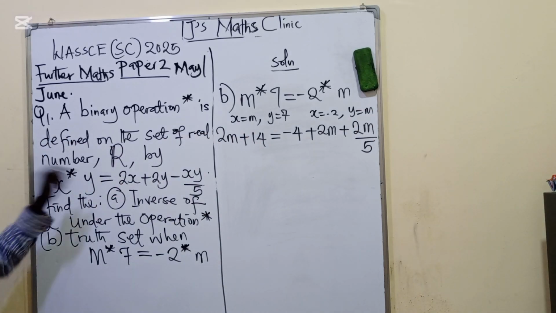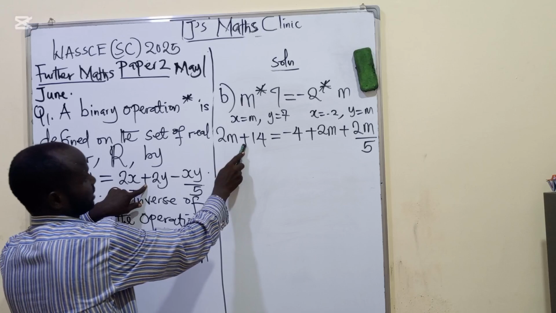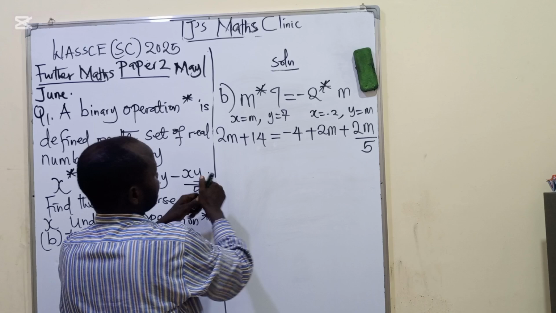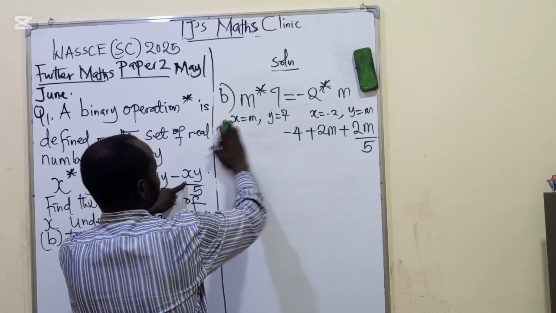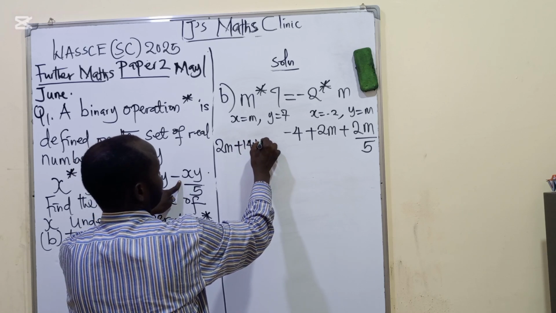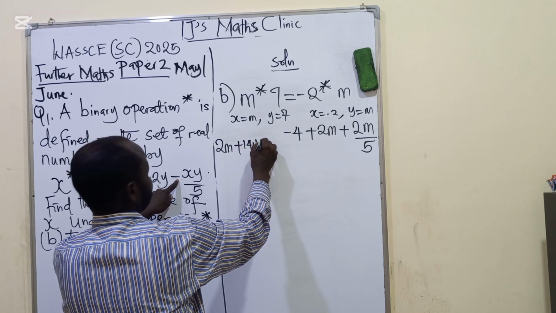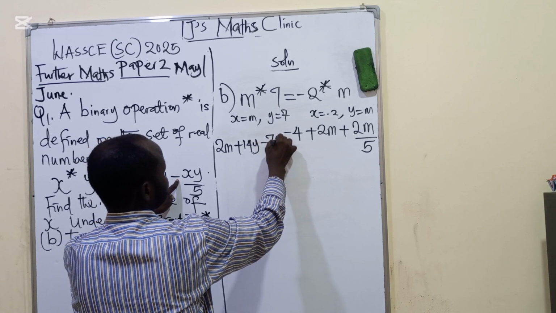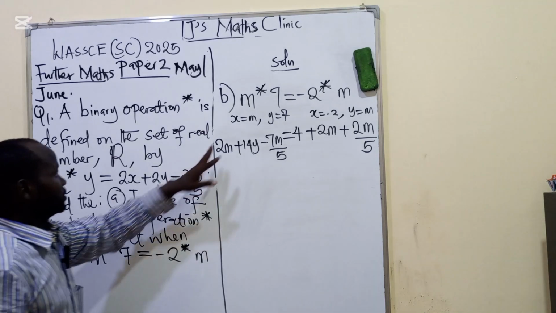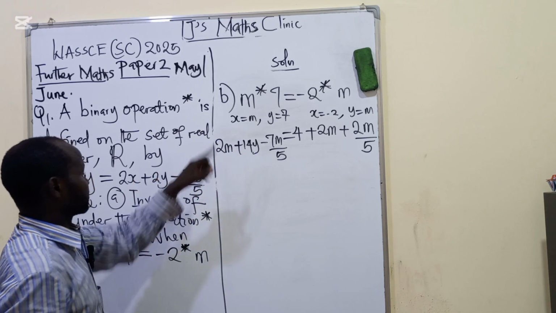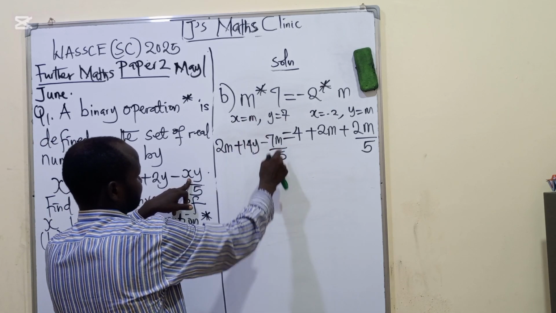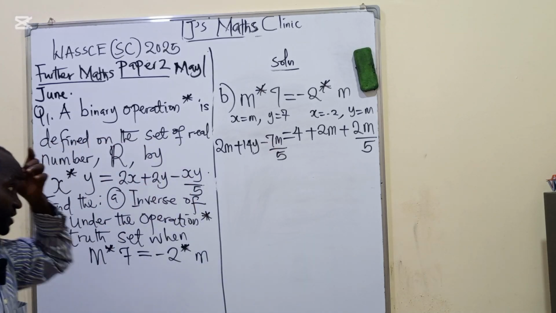So let's still check. It will be 2 times M plus y, which is 7. 7 times 2 is 14, which is correct, will be equals to, sorry, we need to still substitute. It will be 2M plus 14, minus x is M, M times 7, that will be 7M divided by 5. Very important. That will be the right hand side, the left hand side.